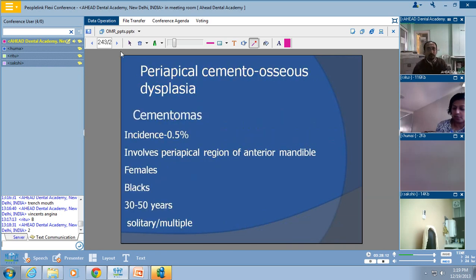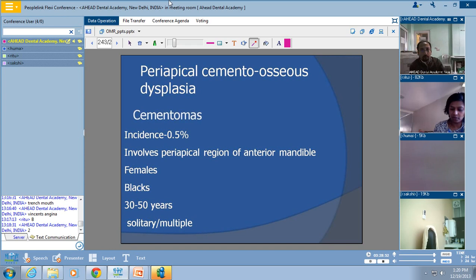I just want to tell you what is periapical cemento-osseous dysplasia, also called cementoma. Very low incidence of 0.5% and involves the periapical region of the anterior mandible, affects females, blacks, 30 to 50 years age group, and generally is multiple. Okay? To be more specific, lower incisors, females, blacks, middle-aged age group.